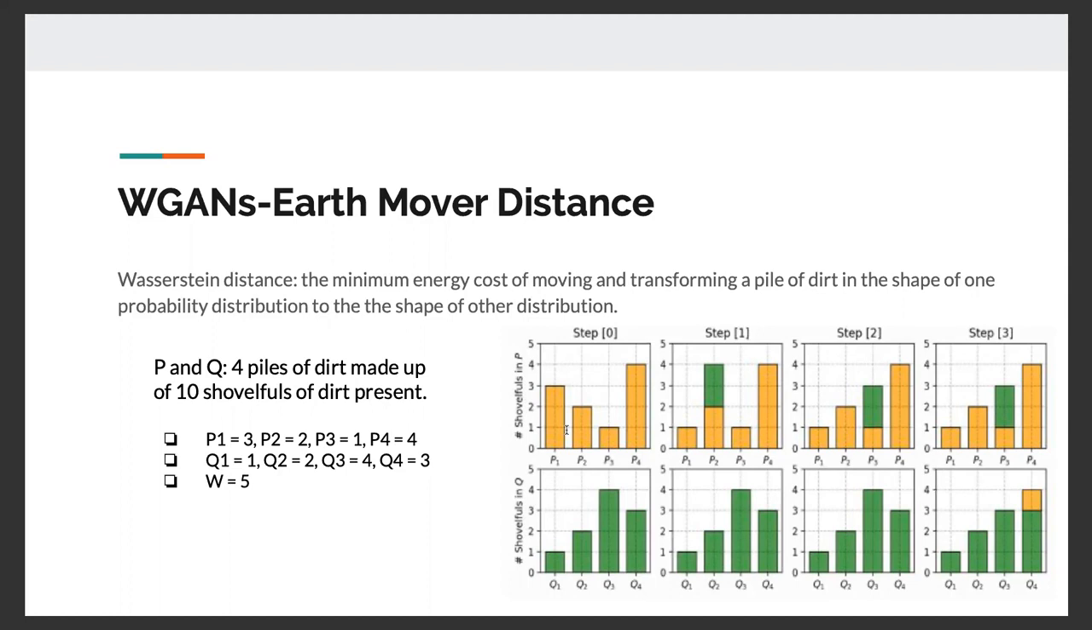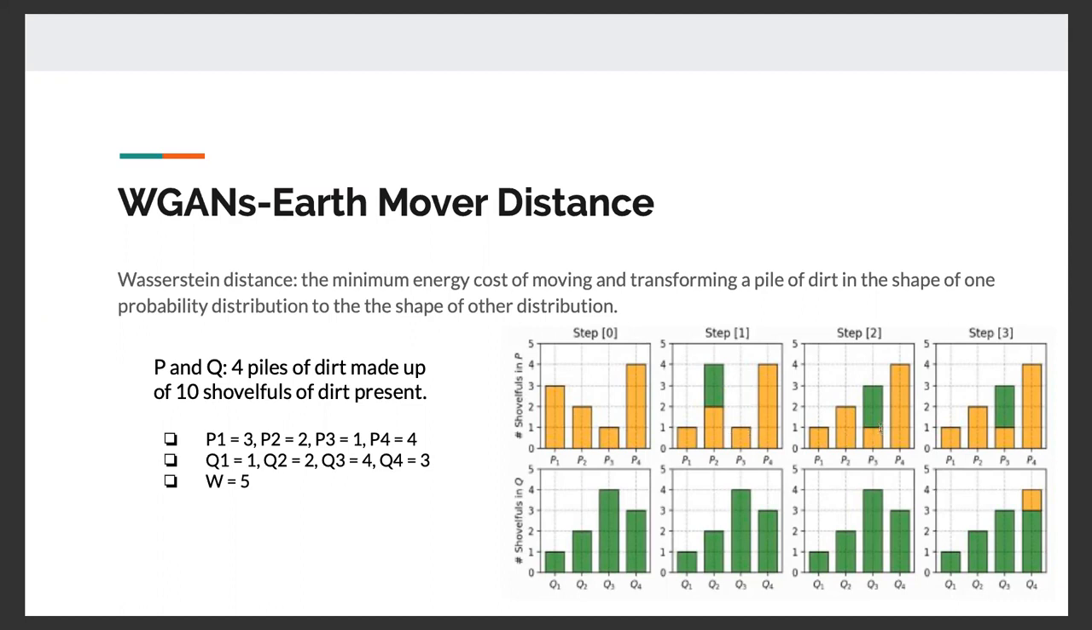In the first step, we can observe that P1 has 2 more shovelfuls of dirt. So the first thing we want to do is to move the 2 units of dirt to P2. So P1 and Q1 become the same. But again, we can observe that P2 has 2 more units of dirt than Q2. So again, we move the 2 units of dirt to P3.